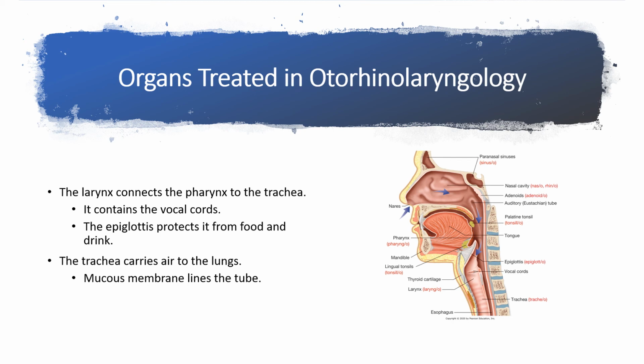It contains the vocal cords. The epiglottis protects it from food and drink. The trachea carries air to the lungs, and mucous membranes line this tube.